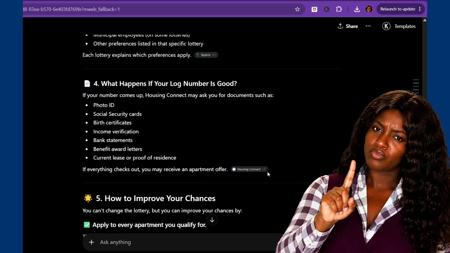So please, whatever you do, don't lie, because if they find out, they can disqualify you. And I don't know if that might hurt you if you went to another Housing Connect building. I don't know if this stuff follows you. You don't know who knows who's calling on the phone. You just don't know. So don't mess up your chances.